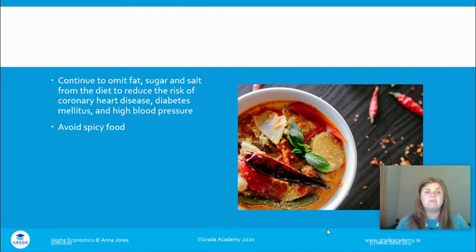Again, you continue to omit fat, sugar, and salt in the diet. I mean, that's for all age groups, and you'll have seen that throughout this presentation. The risk of coronary heart disease, diabetes mellitus, and high blood pressure. Now, we will look at those in the next lecture, which is part 3 of this particular chapter, and then also to avoid spicy food because the digestion of it, as you get older, can be more difficult.